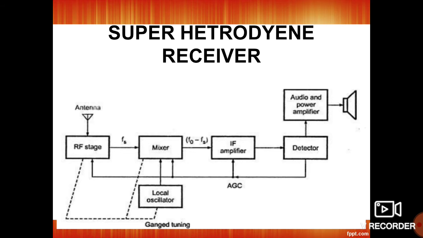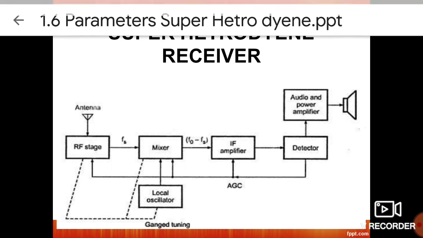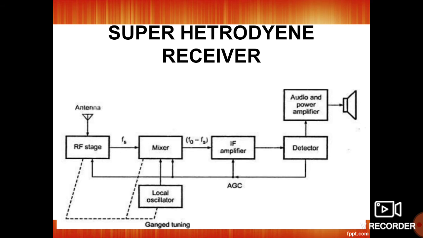Let us discuss the functions of the IF amplifier, that is, the intermediate frequency amplifier. This IF amplifier is simply used for amplifying the IF received. The IF is amplified by one or more IF amplifier stages and given to the detector or demodulator. Most of the gain and selectivity is provided by these IF stages. Normally, this IF amplifier amplifies the IF signal received and gives it as the input of the detector.